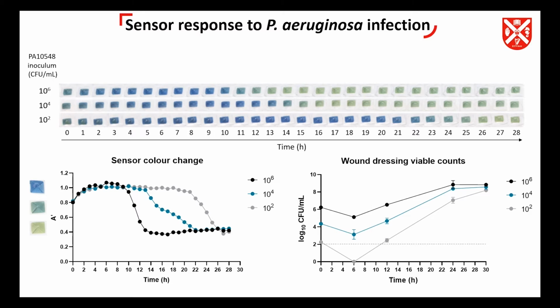And then finally, here's a parallel experiment for the viable counts of the bacteria in the wound dressing over time at the different inoculated concentrations. And the grey line here just shows the limit of detection of viable counts.